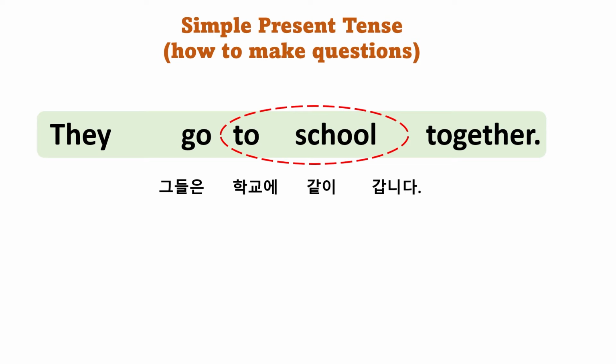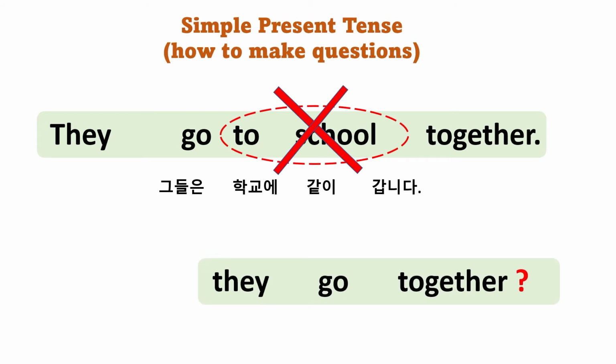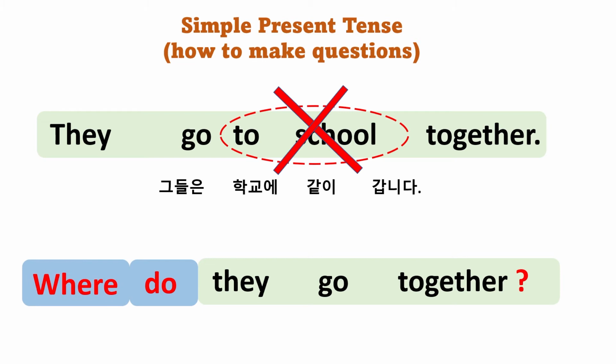So in this sentence, first we omit to school. And then we write they go together and a question mark. Now, to make the question, we need a helping verb and our WH word. So easily, we add do at the beginning of the sentence. If you remember, do they go together was a yes-no question. Now, to make a WH question, we just add where before do. Where do they go together?